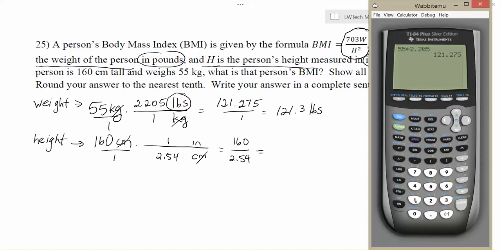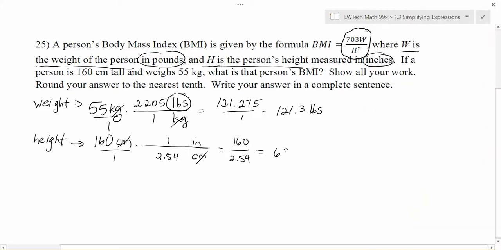So I have 160, and I want to divide it by 2.54, which gives me 62.9921. We'll just round that up to 63 inches.